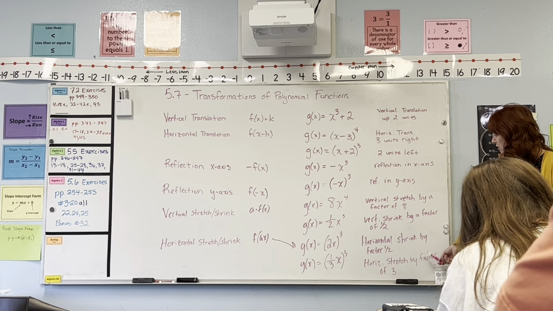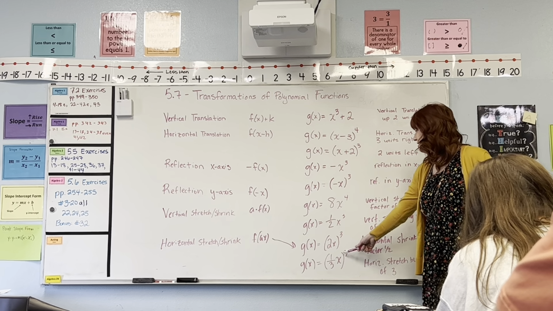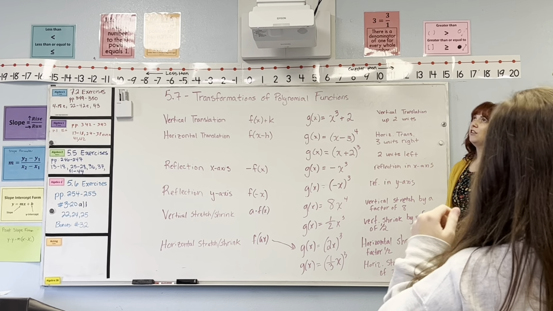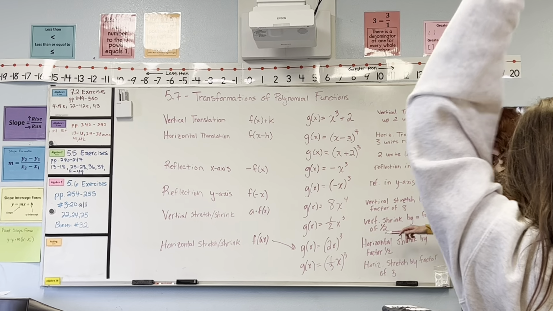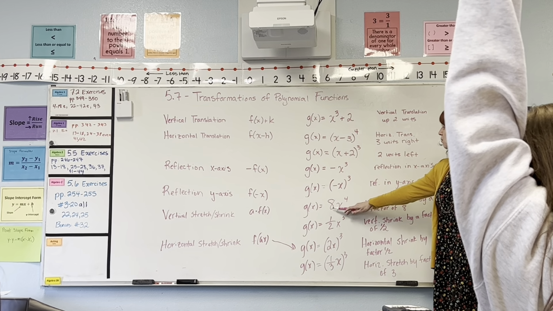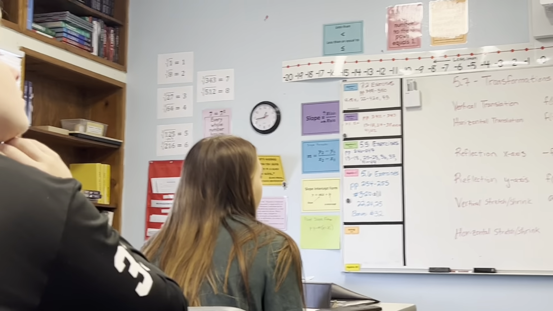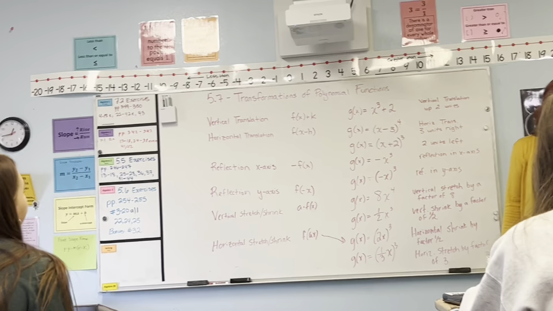A horizontal stretch by a factor of 3 would be this. So anytime you see the number in parentheses, it's a horizontal stretch or shrink. And it's the complete opposite of this. So if this one is greater than 1, it's a stretch. If this one is greater than 1, it's a shrink. And you flip over the factor.